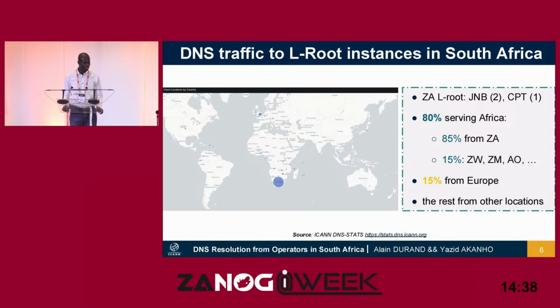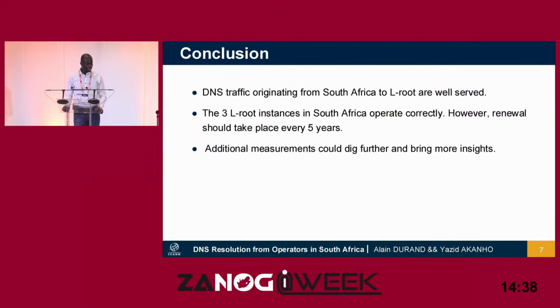Of course, we are talking about BGP, we are talking about different routing policies, and this is why you are observing all of this. So very quickly to conclude on this, we can say that the DNS traffic originating from South Africa to the L root is quite well served. We can see this distribution. And those 3 L root instances that are also in South Africa, we can see that they are mostly serving the local traffic, which is also quite good.